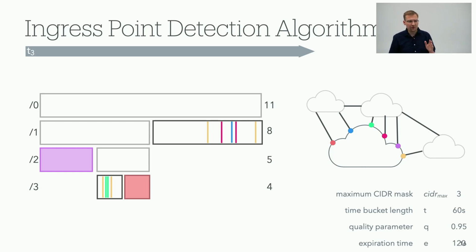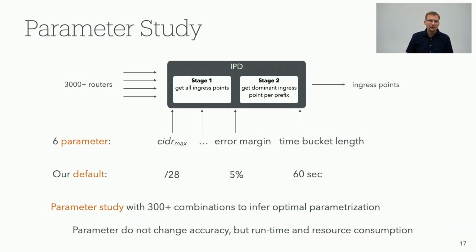Please note that for simplicity of the illustration, we have omitted various aspects, such as how we aggregate IPD prefixes again. Please refer to the paper for all the complete implementation details of our system. Now, as we have seen, we can control the system with a number of parameters. And in order to find the optimal parameter set, we have run a parameter study with more than 300 combinations of parameters to identify the optimal parameterization.